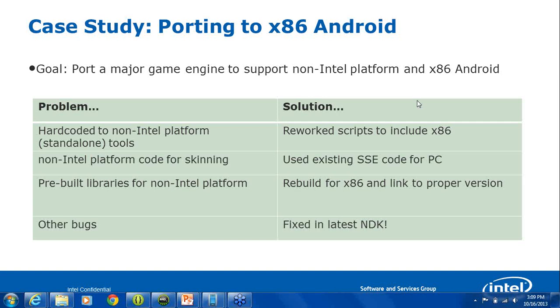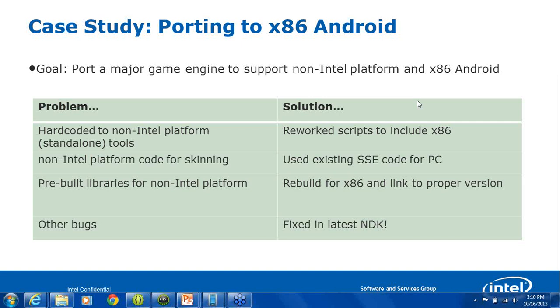And the next one was the pre-built libraries for non-Intel platform. This game engine had lots of pre-bundled libraries which were specific to that non-Intel platform. So how did we overcome this problem? When there are already pre-bundled libraries, there will be an effort required to rebuild them for x86 and link them to the proper existing libraries. This is where your effort happens.